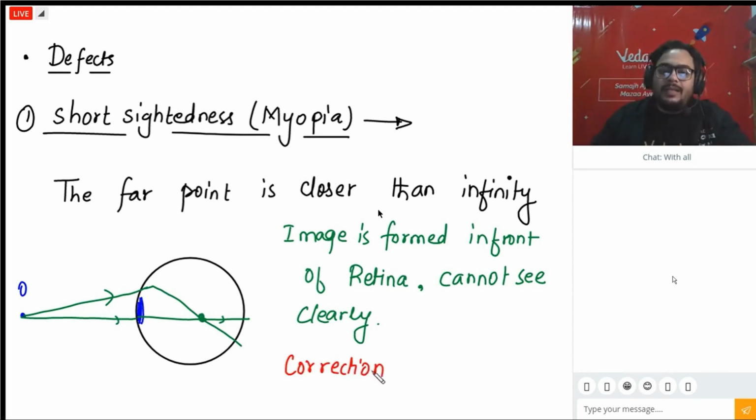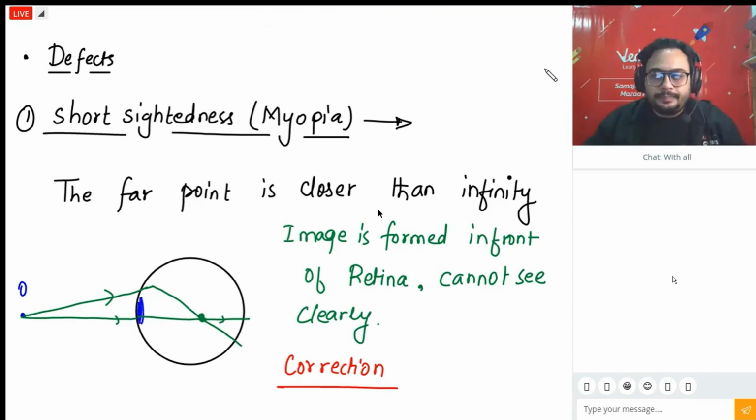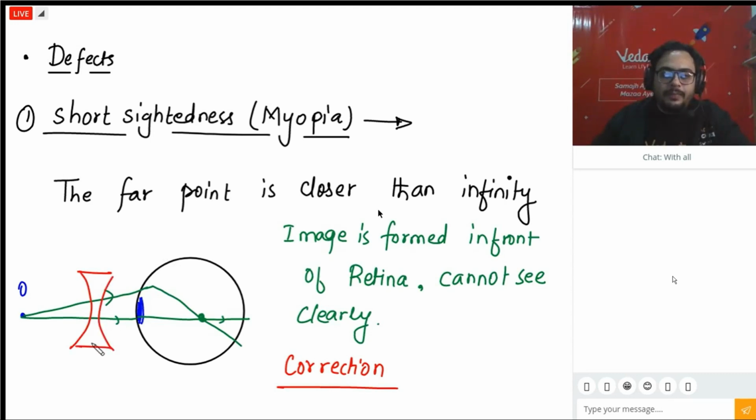So what kind of lens do I use? Can you tell me? Concave or convex? Very good. So the image is forming before the retina. I want it to form a little bit behind. So the type of lens that I use is concave. I use a concave lens.